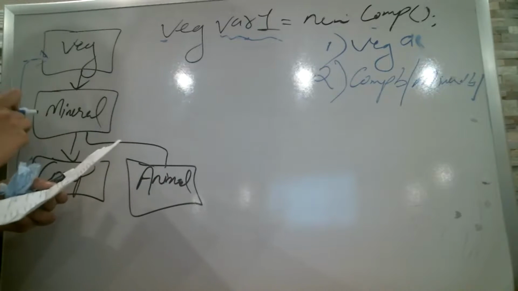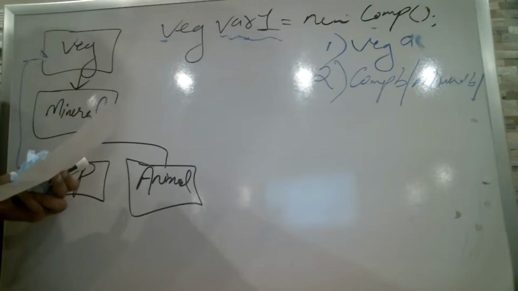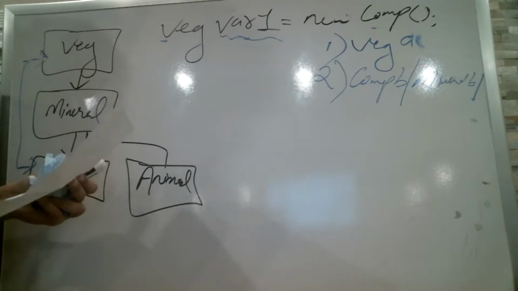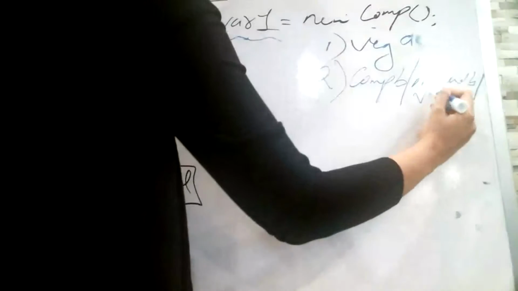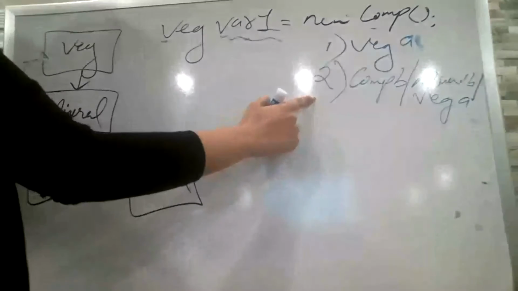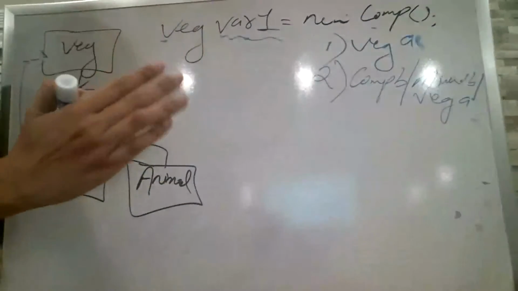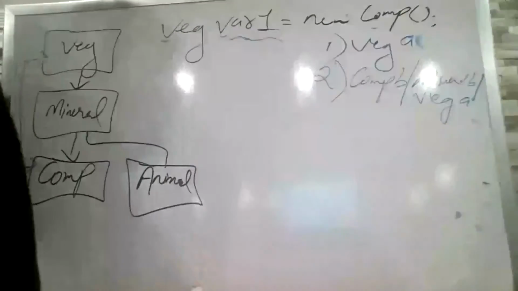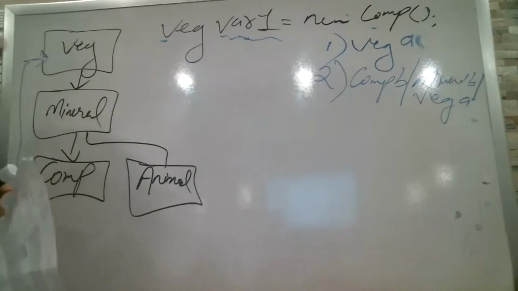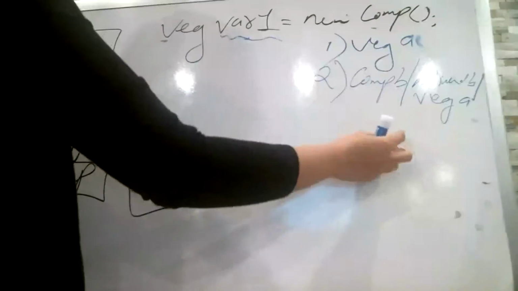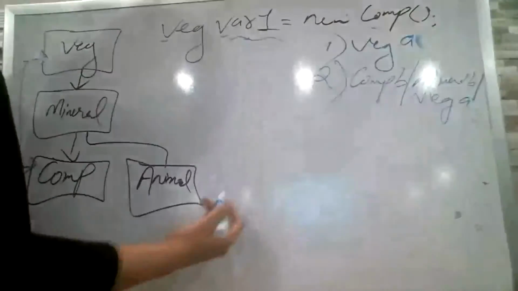No. Then mineral extends vegetable. You go to vegetable. Does vegetable have method A? Yes, it will be vegetable A. So for number 2, your answer is computer B, mineral B, and vegetable A. So 3 are the statements. You will separate it by a slash, and you can do it like an outer println, so it means like 3 different lines. Slash will be fine in your exam as well.